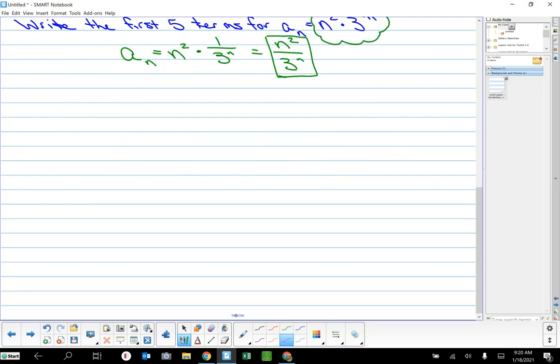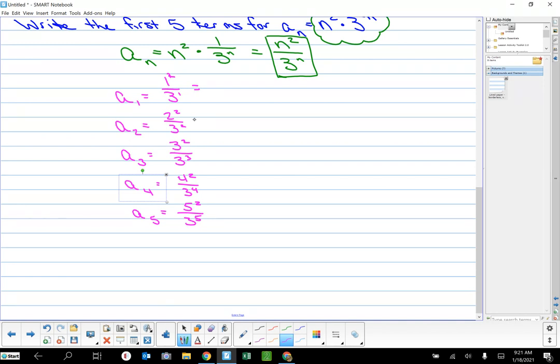Okay, so now, using that, I'm going to go a sub 1, a sub 2, a sub 3, a sub 4, a sub 5. So these take up a bit of space. I like to space things out on my paper, but remember, the subscript is your n. So 1 squared over 3 to the 1. 2 squared over 3 to the 2. 3 squared over 3 to the 3. 4 squared over 3 to the 4. And 5 squared over 3 to the 5.